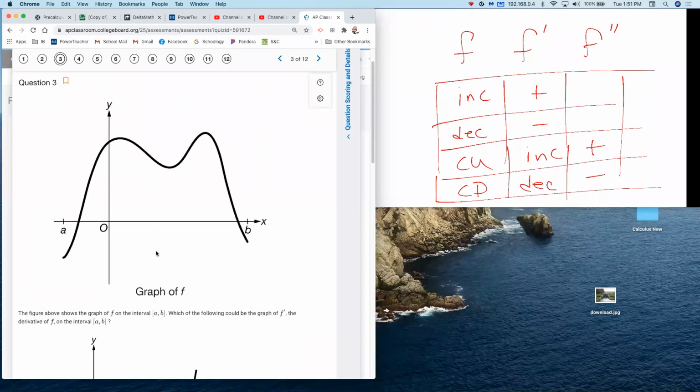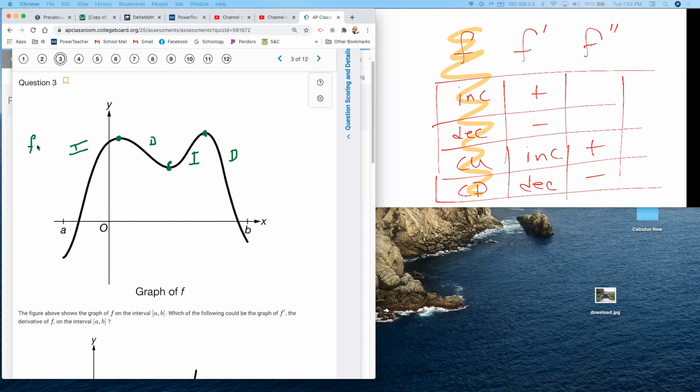Okay, so here's a graph of F. So it's really important to know what you're looking at. Which of the following could be the graph of F prime? Okay, so again, this is what we're given, and we're asked about F prime. So if that's true, I'm going to annotate this again. Notice right here, we're going from increasing to decreasing. Then right here, we're going from decreasing to increasing. And then right here, we're going from increasing to decreasing.